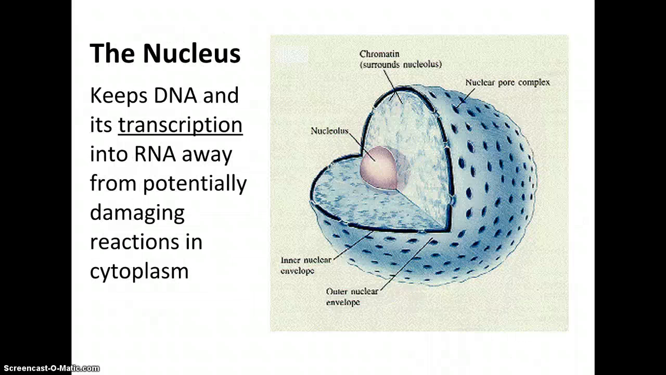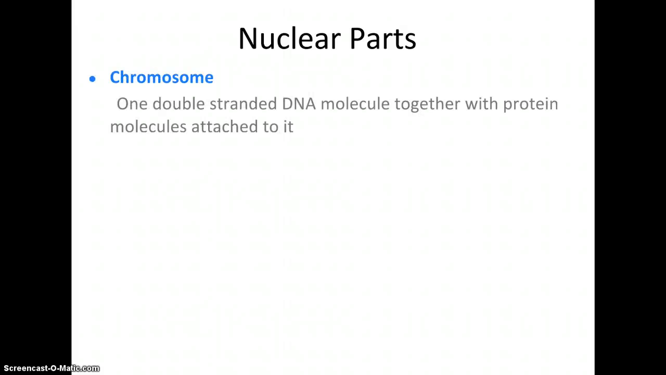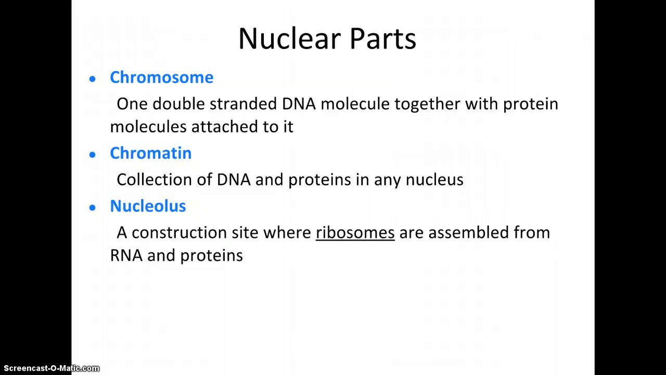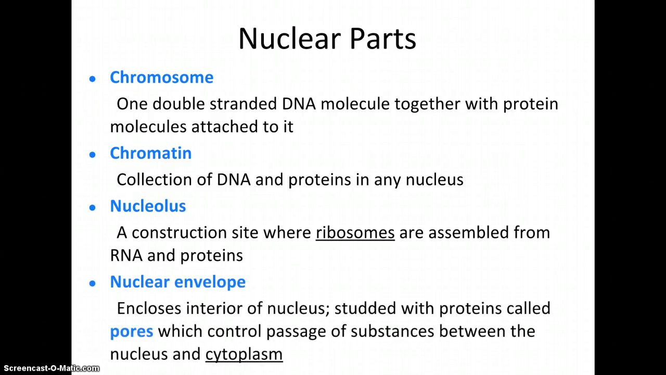Here's our nucleus. We like this guy. He keeps DNA and its transcription into RNA away from all the damaging stuff that could happen to it inside that cytoplasm. Remember, DNA is very large, cannot leave the nucleus. Here are the various nuclear parts, chromosomes, what they do, chromatin, nucleolus, nuclear envelope.